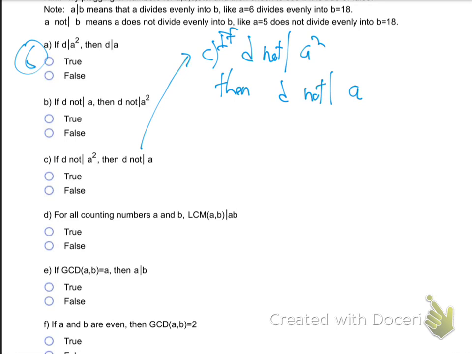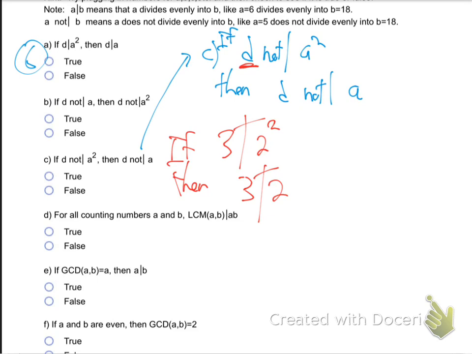Okay, so can you give me an example where D does not divide into A squared? Anybody? If D is 3 and A is 2. So 3 does not go into 2 squared. 3 doesn't go into 4 evenly. It's a good one. So that's the case. If that's the case, then 3 will not go into just the plain number, not squared. That's true. 3 doesn't go into 2. That's true. So it worked this time.